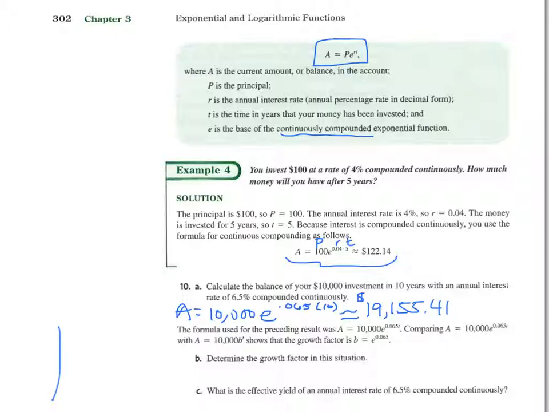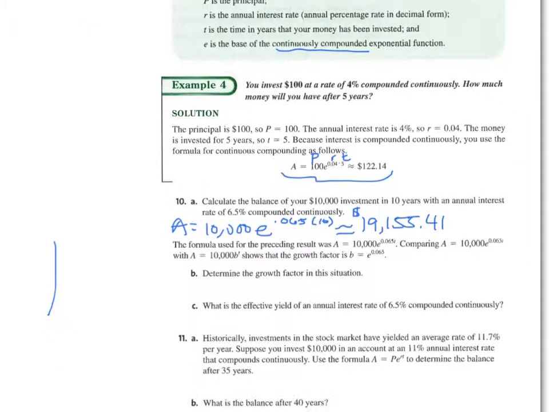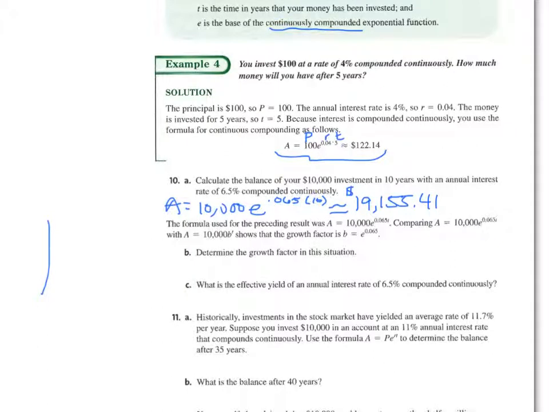Okay, so it's actually 6.5%, which is a really big rate. But after 10 years, our money has almost doubled.